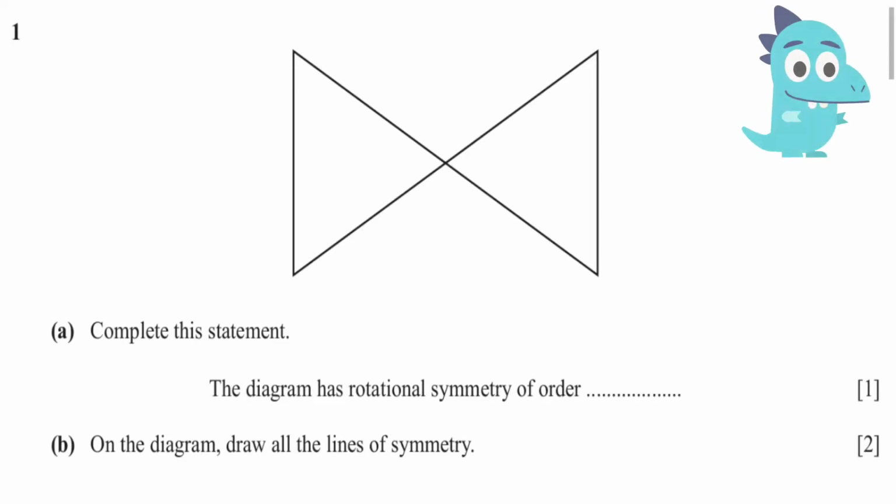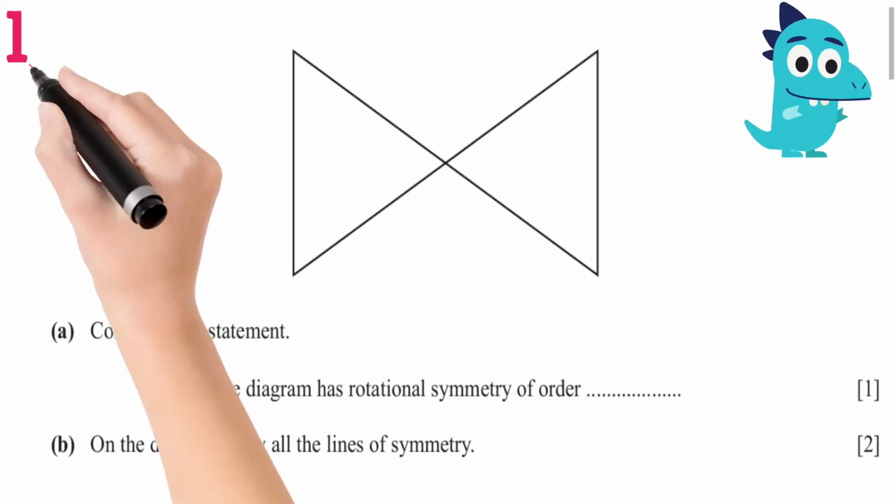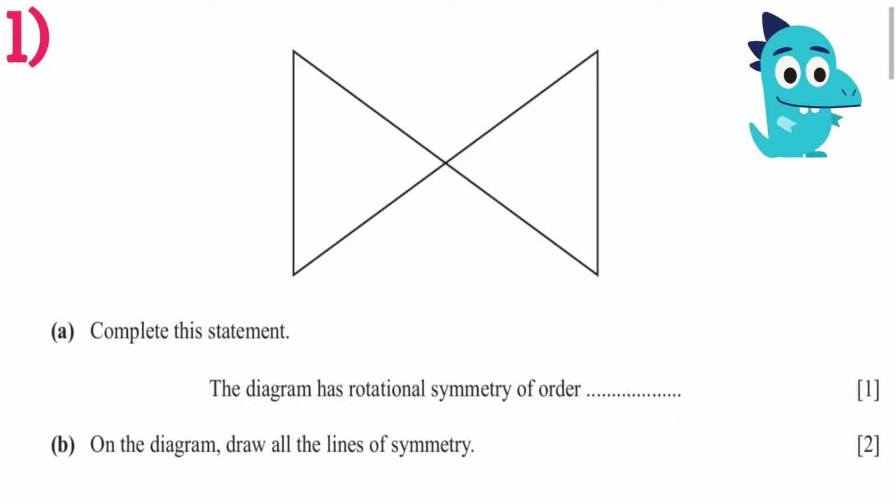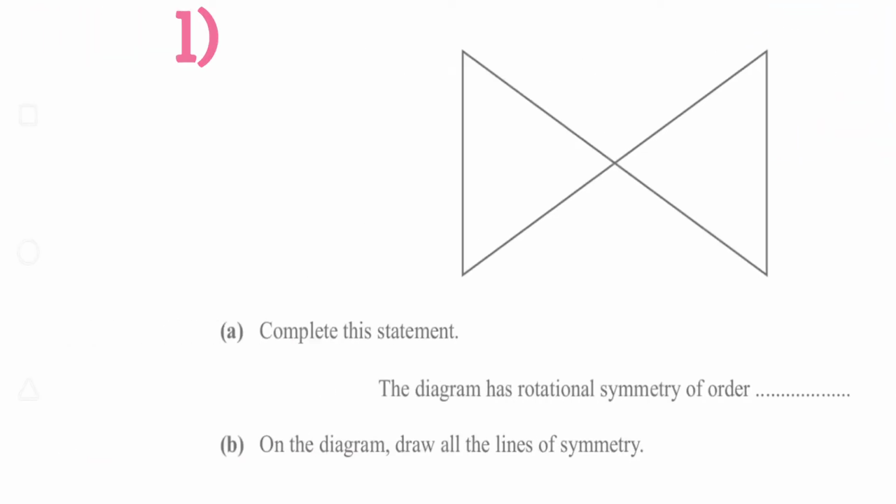Okay, this is an IGCSE Cambridge question. Look at the diagram. The diagram has rotational symmetry of order blah blah blah. And the second question is, on the diagram, draw all the lines of symmetry. Okay, question A.